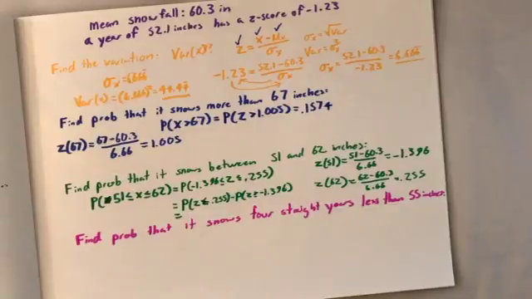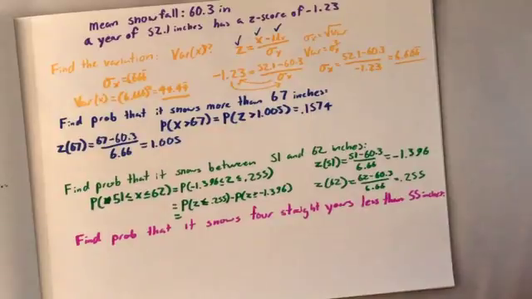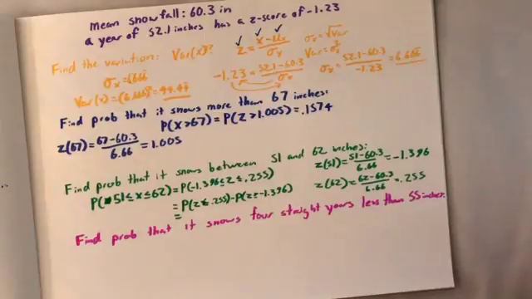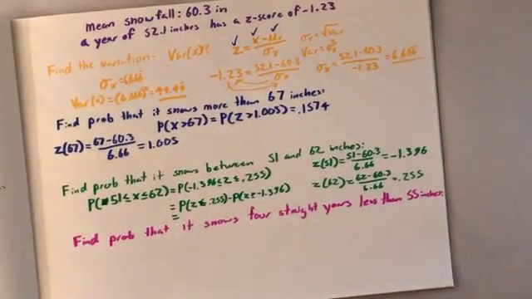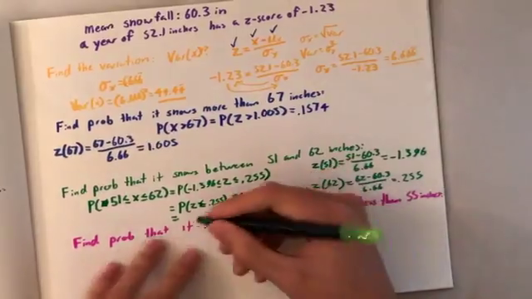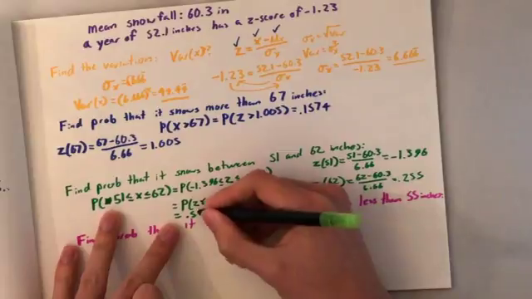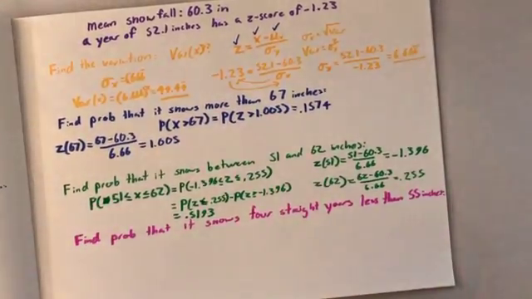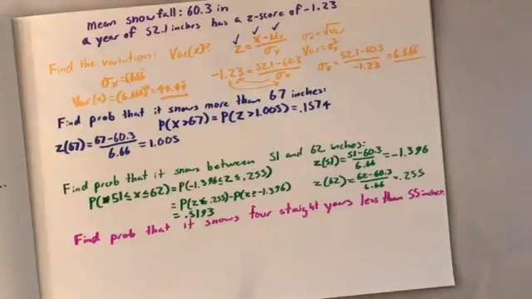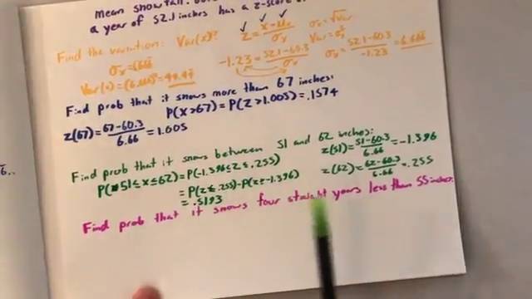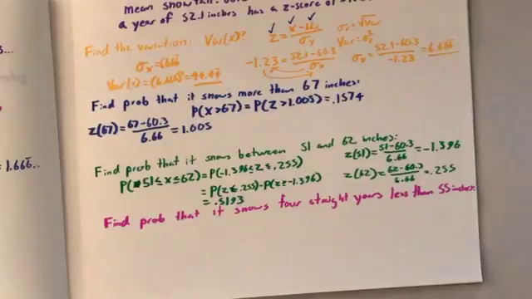If you do that, you'll find that the probability that this event occurs is going to be 0.5193. So that's the probability that it snows between 51 and 62 inches. Again, you can find that on your calculator, or you can use z-tables and z-scores.